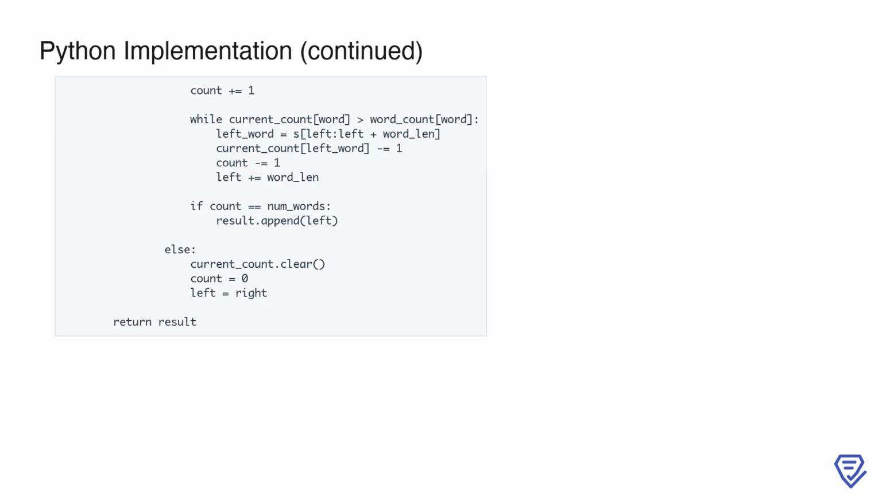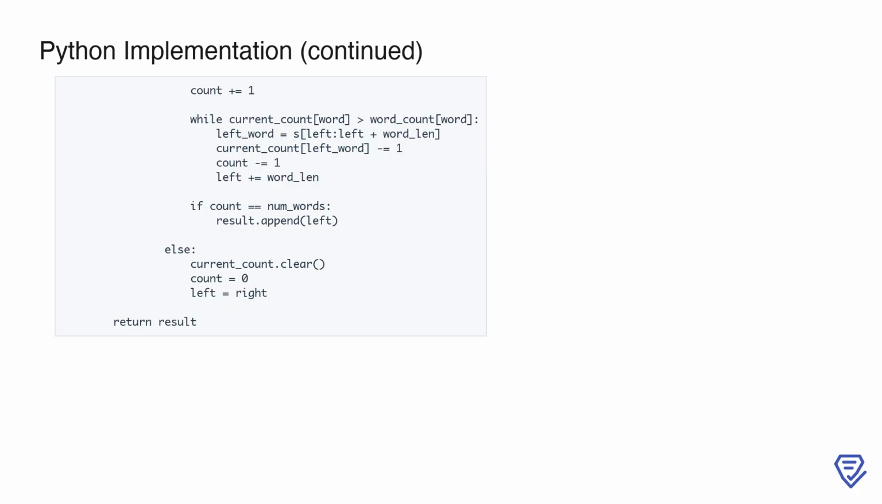On the other hand, if the extracted word is not in word_count, it means the current window is invalid. In this case, we reset the current_count dictionary, set count to 0, and move the left pointer to the right pointer's position, effectively starting a new window. Once all iterations and checks are complete, the function returns the result list, which contains all indices where valid substrings were found.